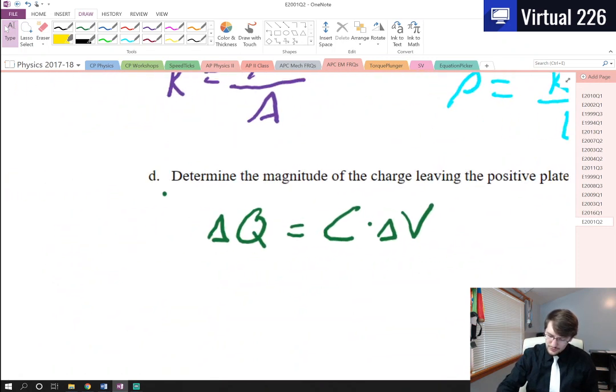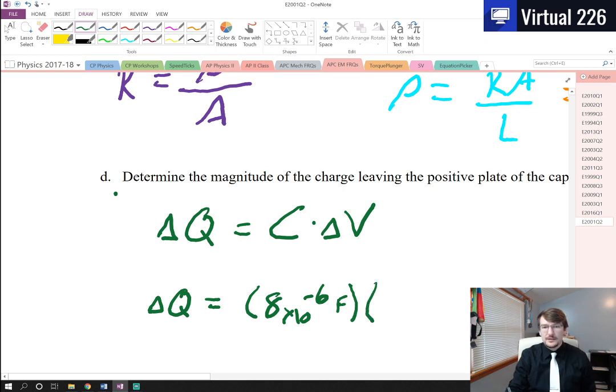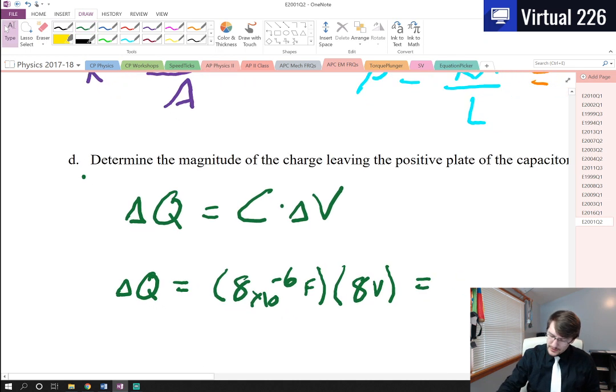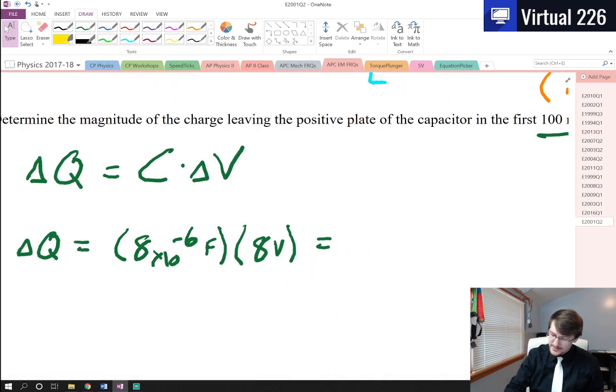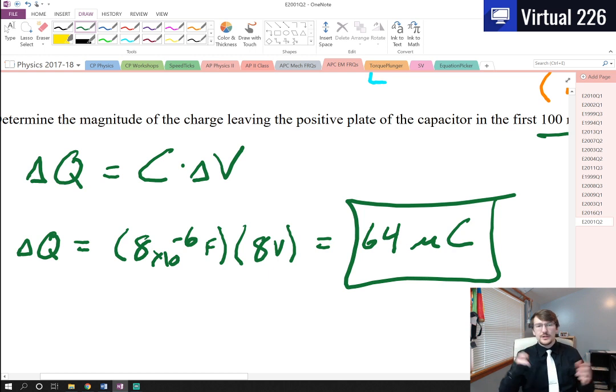So our change in charge is just going to be the capacitance, which we have is 8 times 10 to the minus 6 farads, and then our difference there of 8 volts, right? So we're going to get, well, 8 times 8 is 64. And then times 10 to the minus 6 is micro. And charge has to be in coulombs. So there it is. Boom, done.